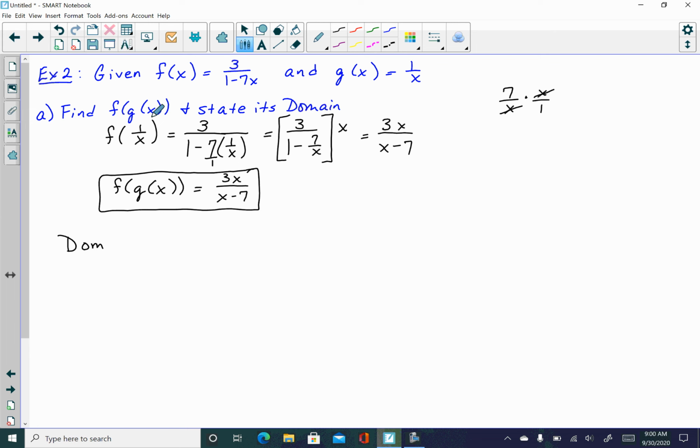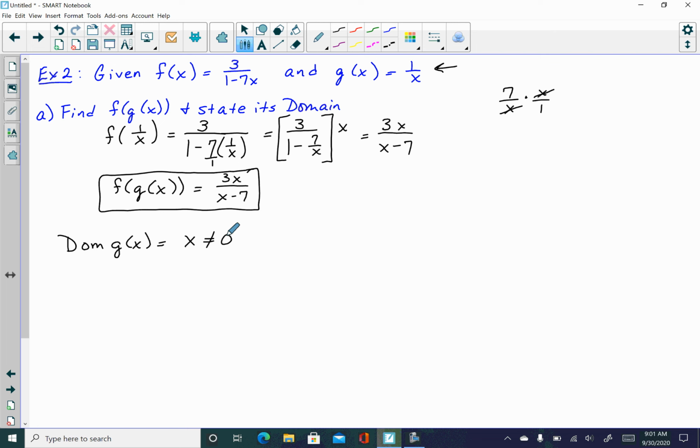Domain of the interior function, right? Remember, for these compositions of functions, you need the domain of the interior. So in our case here, we want g of x, so the domain of g of x. We go back and look at our g of x function. This time I have a letter in the denominator. That denominator cannot equal 0. So whatever is in the denominator, here it's just an x, you set it not equal to 0.